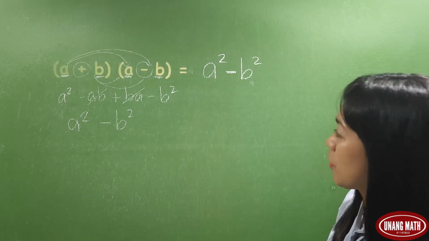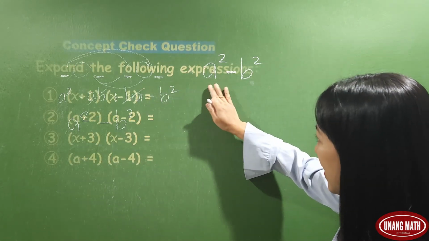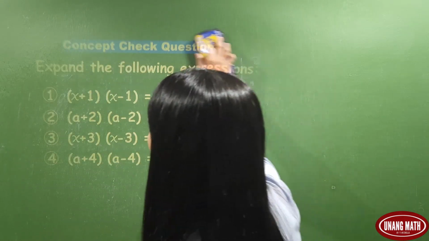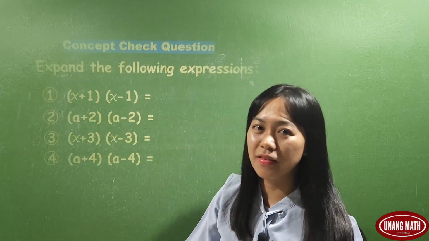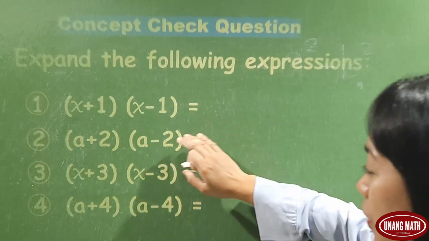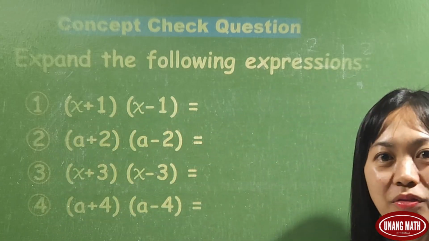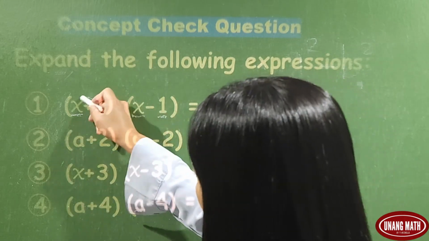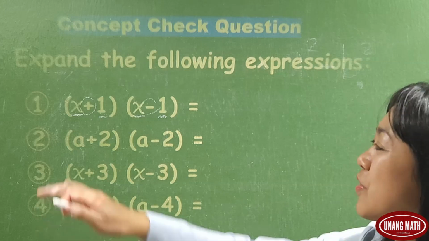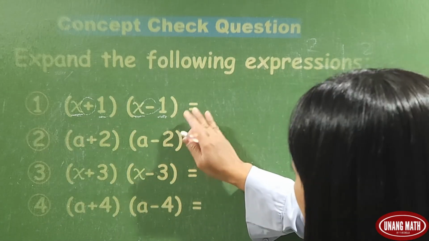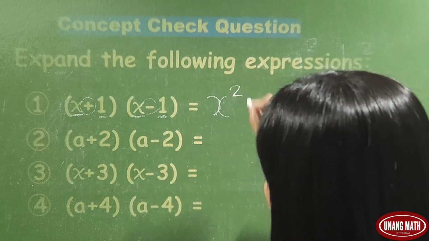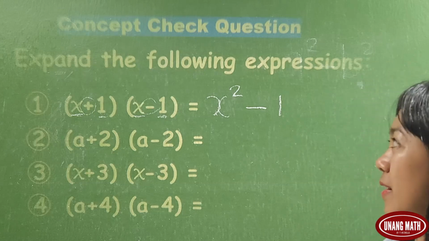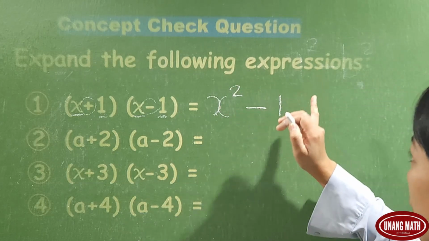Okay, we will be using these concepts to expand these following expressions. The first expression here is x plus 1 times this expression x minus 1. So this is difference of squares because we have here same variable, same numbers with different signs. So if this is difference of squares, then it means this is equal to x squared minus 1 squared, or we can just write 1. So x squared minus 1.